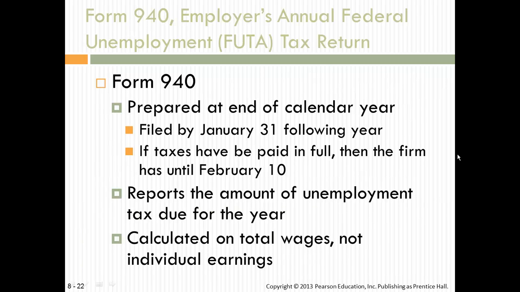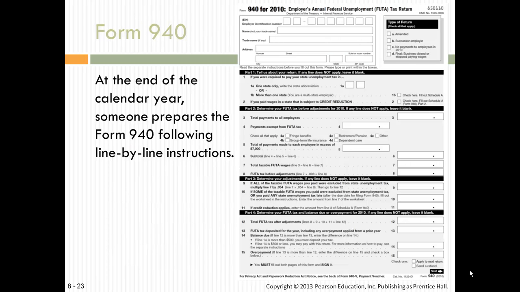The Form 940 is the annual federal unemployment tax return. So you must do an annual return. You must file it by January 31 of the following year. If you've paid your taxes in full, then you have until February 10th. You report the amount of unemployment tax due for the year, and it's calculated on total wages, not on individual earnings. Here's what the form looks like. At the end of the calendar year, someone prepares the 940 following line-by-line instructions.